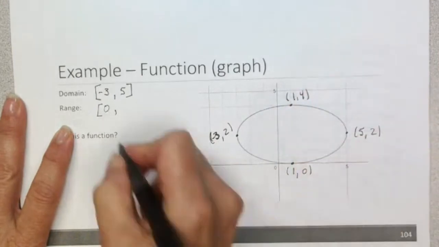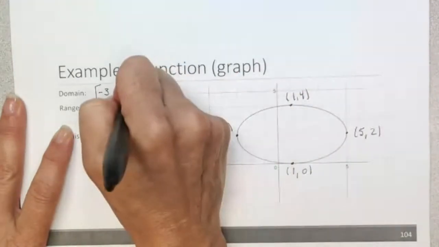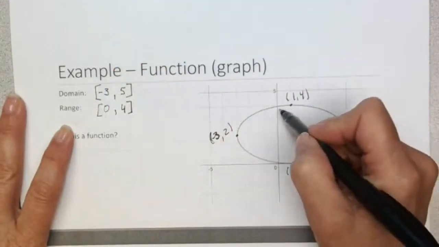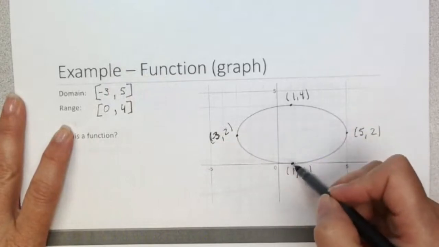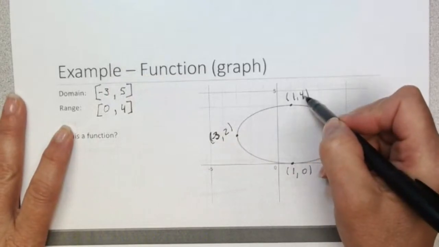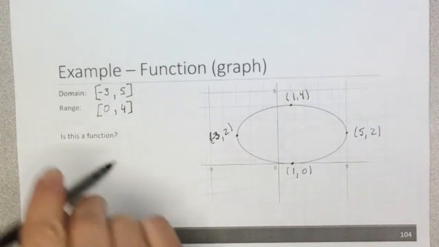So it looks like 4 is the largest y. That point's on the graph, so we'll close that interval as well. All these other points have y coordinates that are in between 0 and 4. Now, is this one a function?